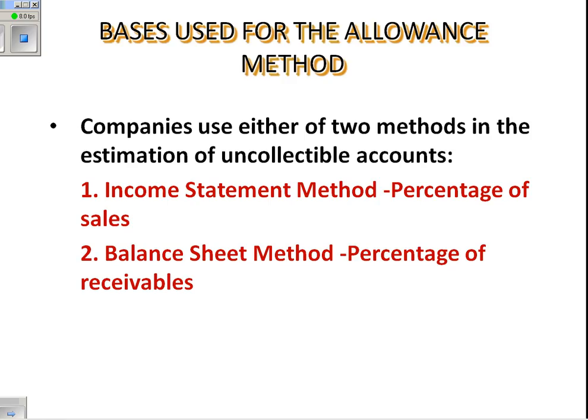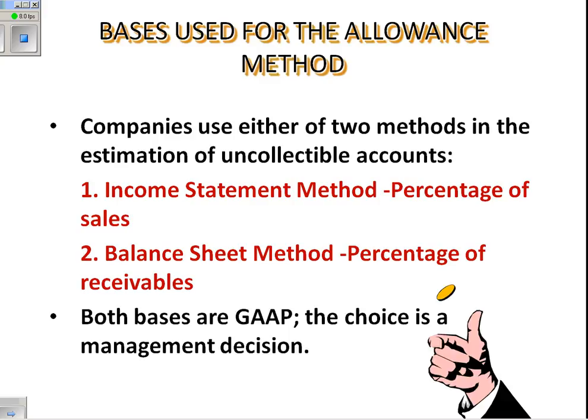When companies use the allowance method for estimating bad debts, there are two different ways they can calculate the amount they estimate will be uncollectible. The first one is the income statement method, where you take a percentage of sales, and the second method is the balance sheet method, where you take a percentage of receivables. Companies, usually based on their history of uncollectibles, will decide to use one or the other of these methods. Both of these methods are fine for GAAP, and it's, as I said, a management decision which one they use.